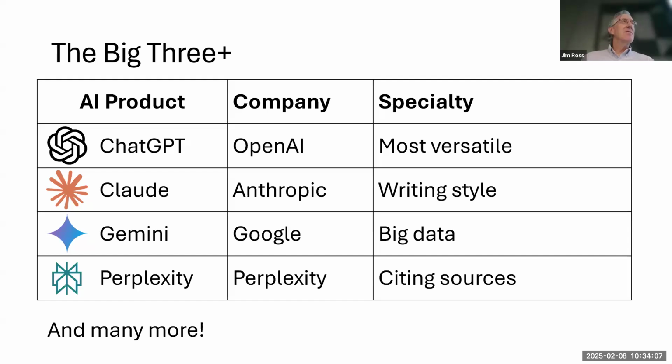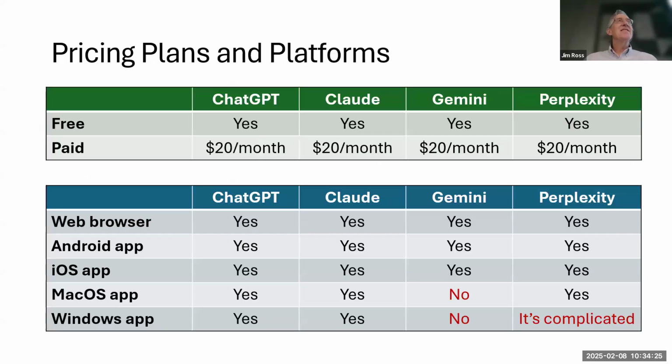This list is in your handout, and not on the screen but in your handout is the URL. For example, ChatGPT is chatgpt.com. You can go home right after this, type chatgpt.com, and you're off and running. It's that easy. How much do these things cost? They all have a free version. They all have a paid version that starts at $20 a month and up.